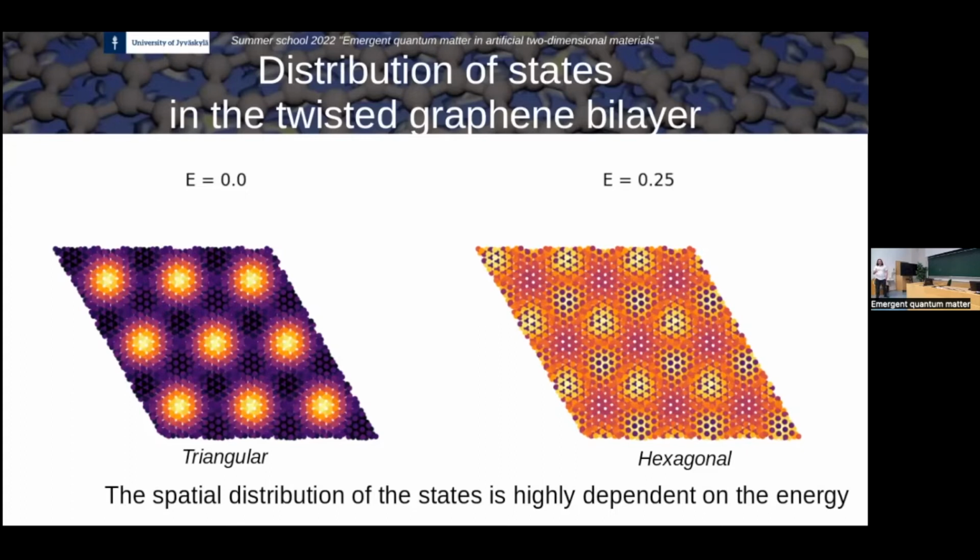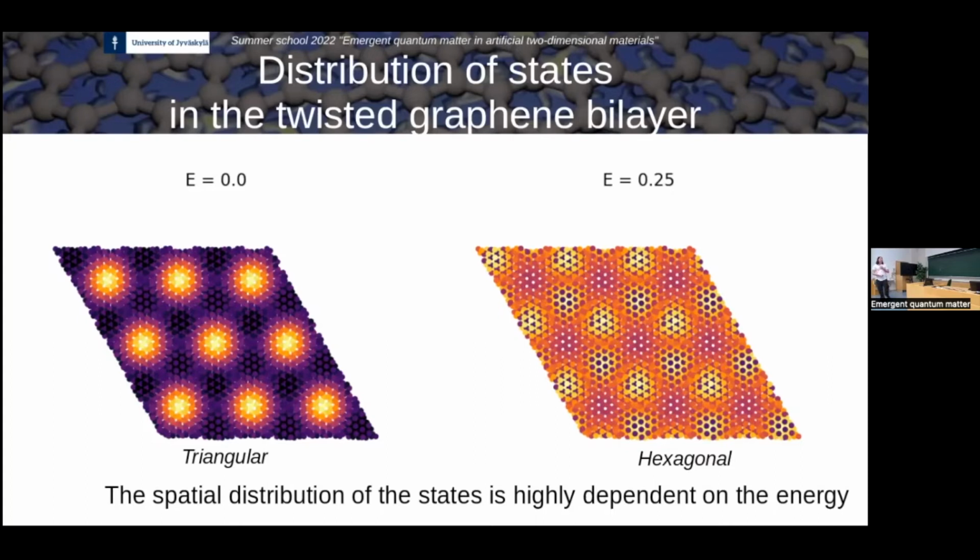And if you start playing with the twist angle and the interlayer bias, you can see triangular lattices, hexagonal lattices, and Kagome lattices as well, just because essentially all those lattices are compatible with the symmetry. So some flat bands are going to be localized in triangular, some in hexagonal, and some in Kagome lattices.